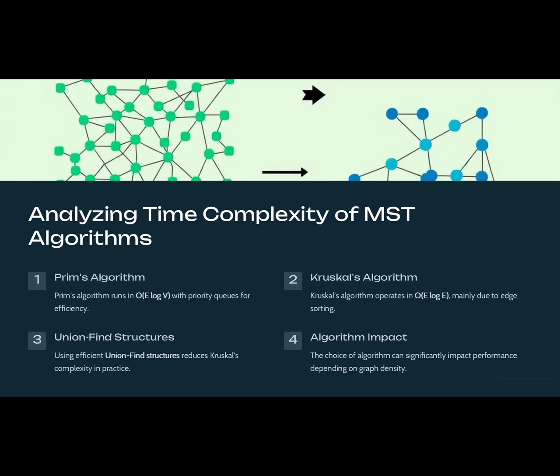Kruskal's algorithm's process is to sort all edges in non-decreasing order of their weights and then pick the smallest edge that doesn't form a cycle.